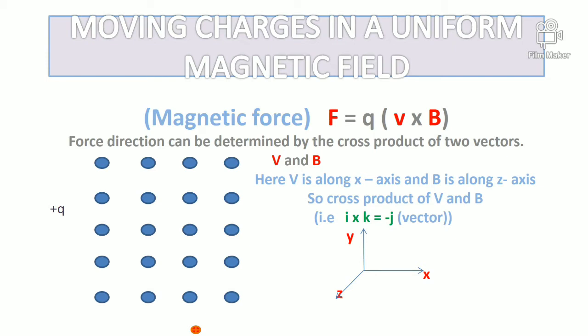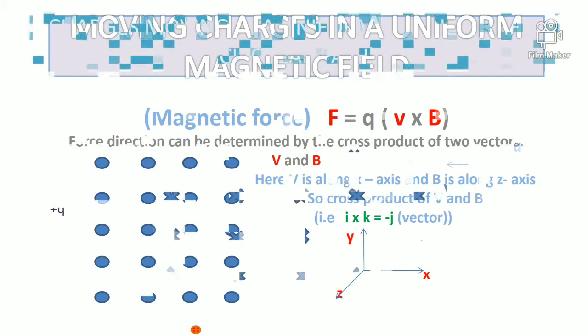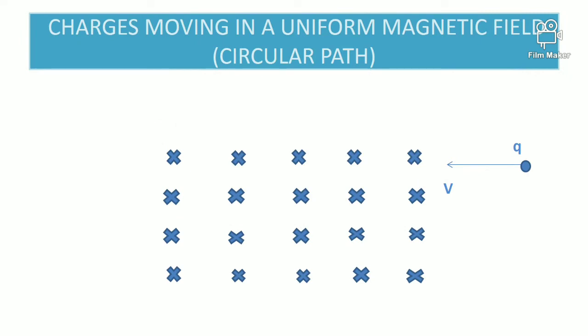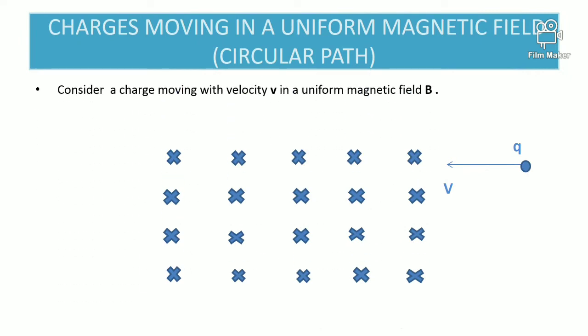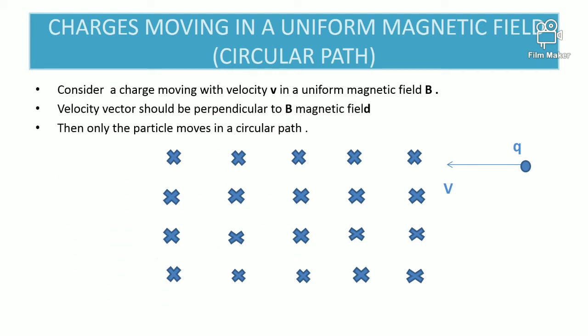Normally, when a particle enters a magnetic field region, the particle will move in a circular path. But here I have depicted only the one half. It gets deflected alone.